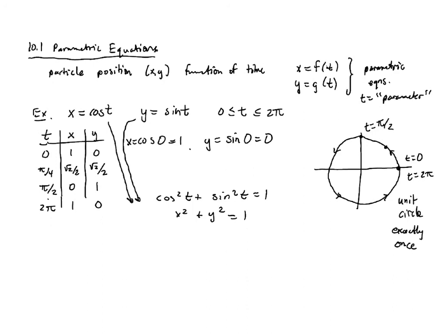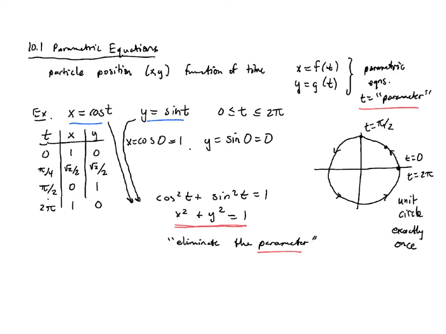This technique of taking your parametric equations and transforming them into an xy equation is called eliminating the parameter. And the name makes sense because if t is the parameter, then in this process we've eliminated t from our consideration, which you can see because this new equation has no t's in it.